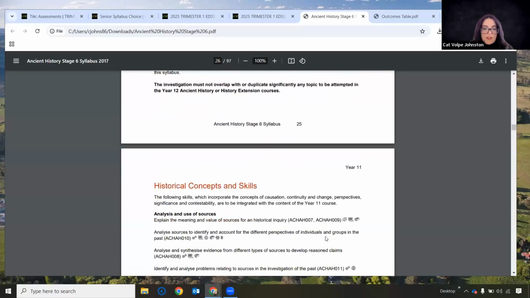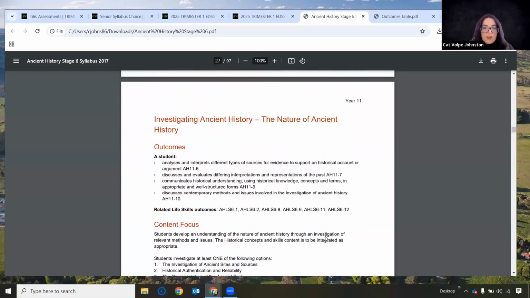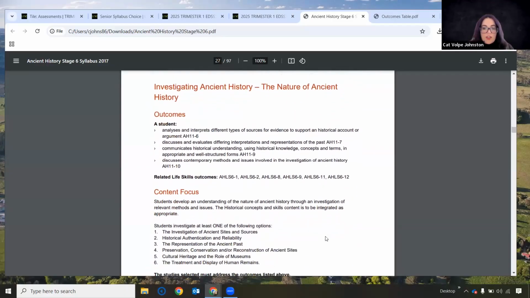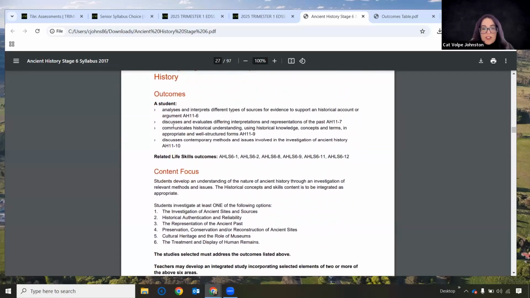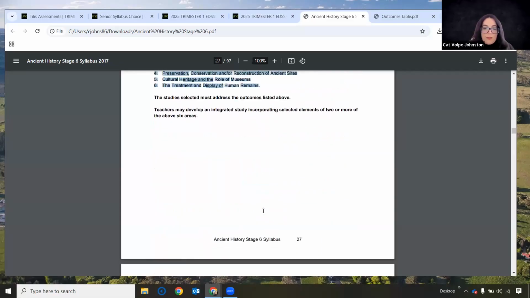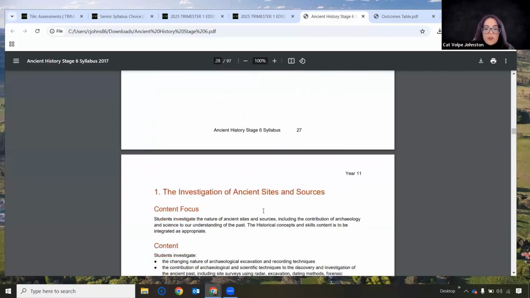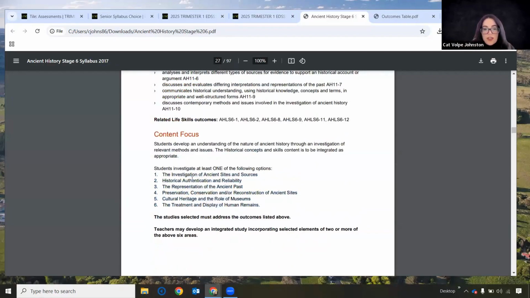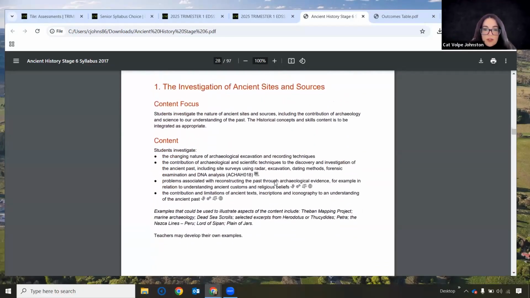Sort of repetitive, isn't it? So here's investigating ancient history, the nature of ancient history. You can see the outcomes here for that unit. Students need to look at one of these. So as the teacher, you are choosing one of these 6 as a unit of work. And then underneath that, each of those are broken down. So you as the teacher, if you had chosen the investigation of ancient sites and sources, then this would be your unit of work. It's not really a lot there, is there? It's obviously a different context that you're choosing.